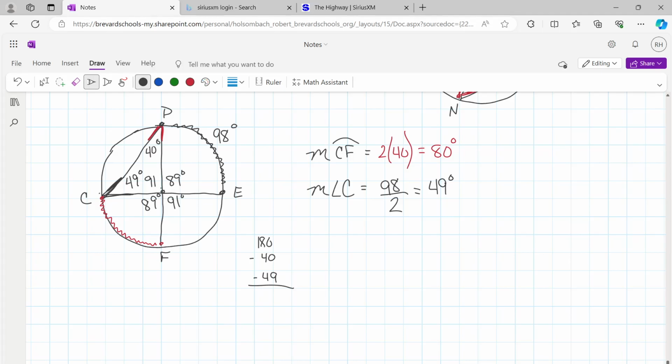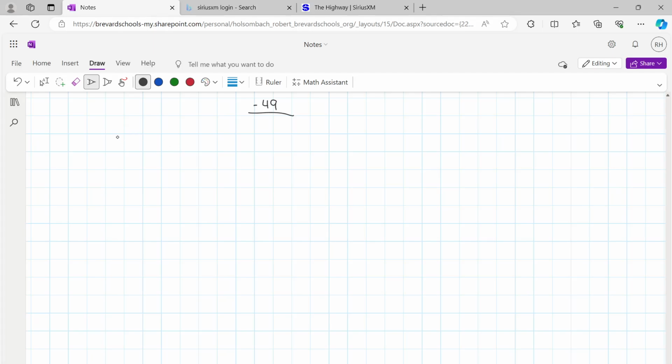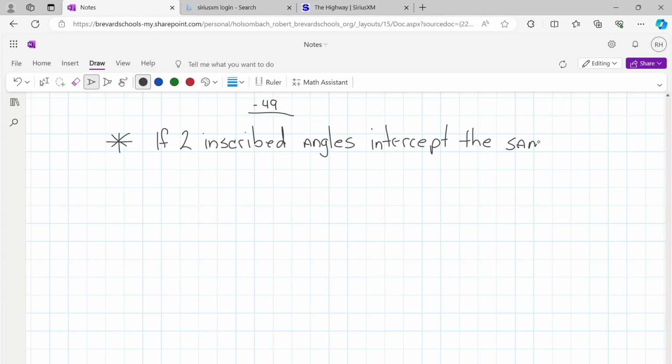Take a look at theorem 10.7 on the bottom of 724. And what it says, if two inscribed angles intercept the same arc, or congruent arcs, then the angles are congruent.